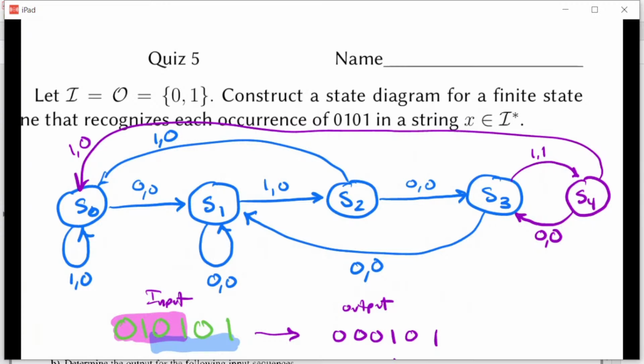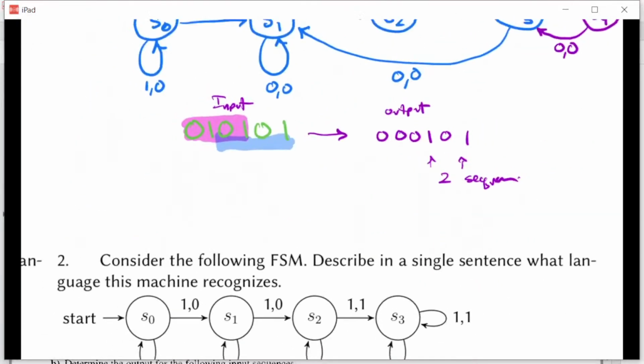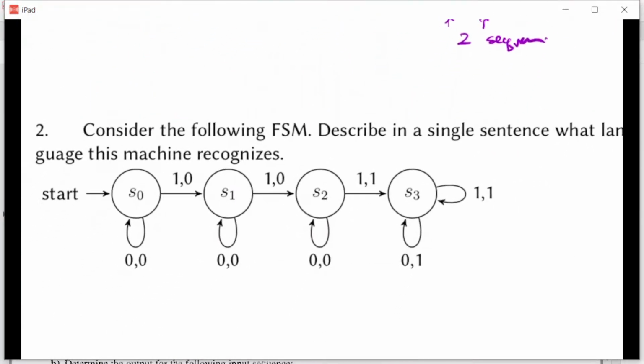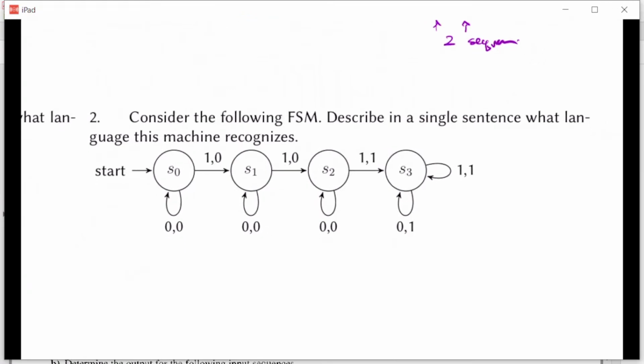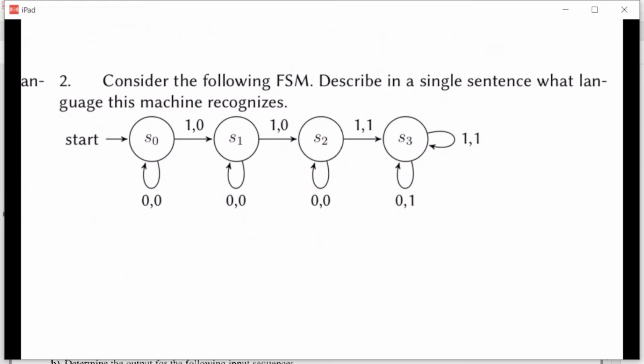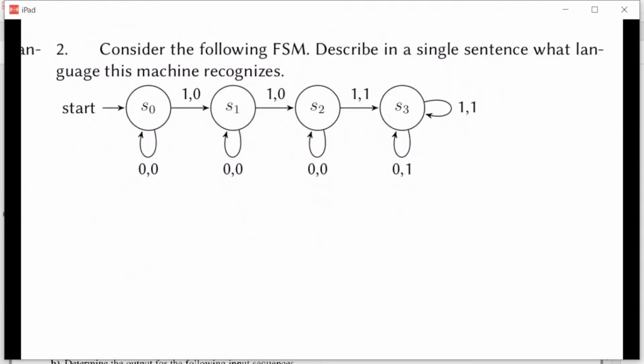Okay, let's go on to question 2. Question 2 is a little bit easier maybe, I don't know. Tell me in a single sentence, I don't want paragraphs, but I guess you can write a paragraph now because I'm not going to read it. I'm trying to limit the number whenever I give a quiz. So tell me what this language, this machine recognizes. Explore this for just a minute, and then tell me what this does basically.